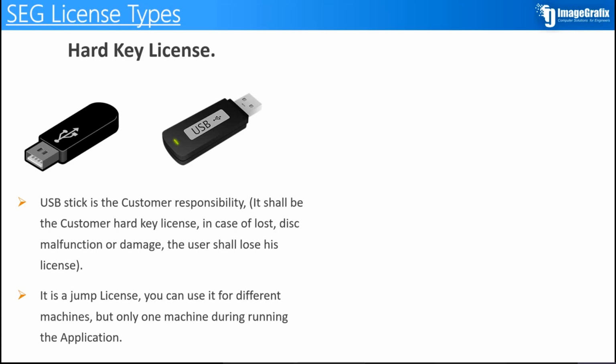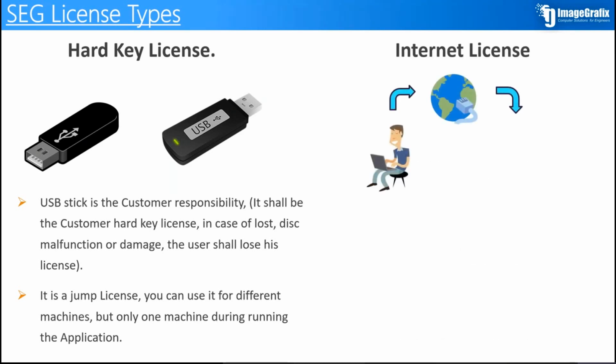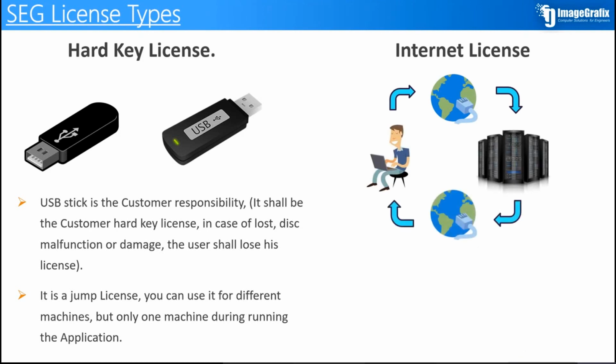If you move it to another machine, you can run the SEG software on that machine. Okay. The second type is the internet license type. In this license type, you should be connected to the internet all the time, and your license will be defined by your information, like your email, the login information, and the machine information.